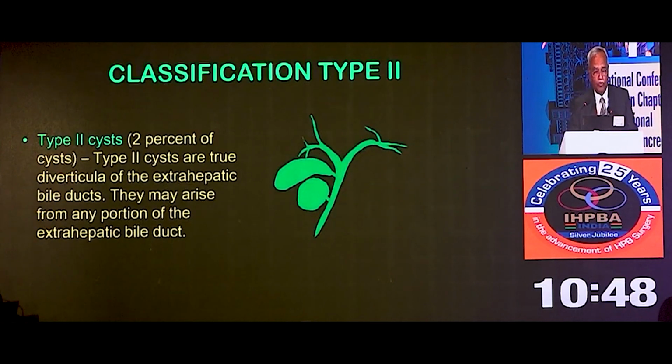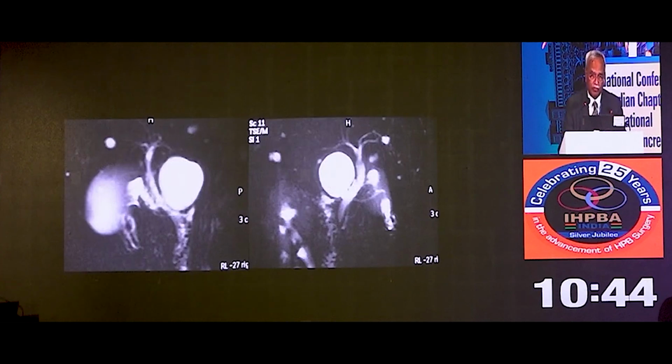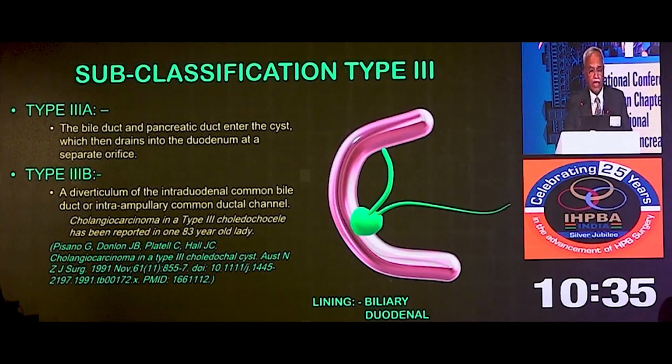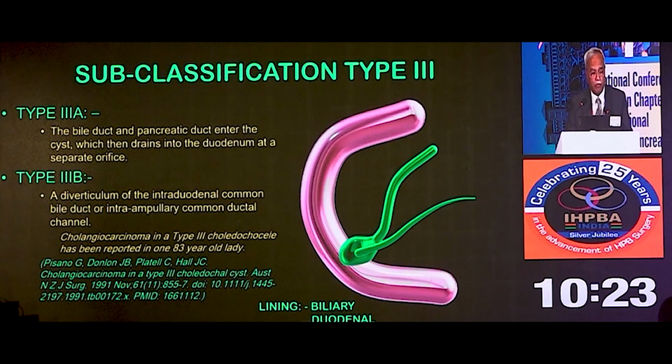In type 2 cysts, it's a true diverticulum, may arise from any portion of the common bile duct, and you can see that we had one such lady coming in with this. In type 3, you have two types of classification. The type 3A, where the bile duct and the pancreatic duct enter a cyst, which then drains separately into the duodenum. Or in B, where you have a diverticulum of the intraduodenal common bile duct or the intraampullary common ductal channel.